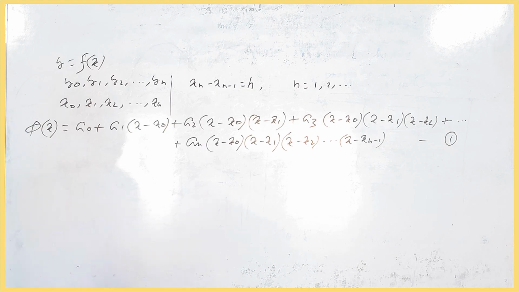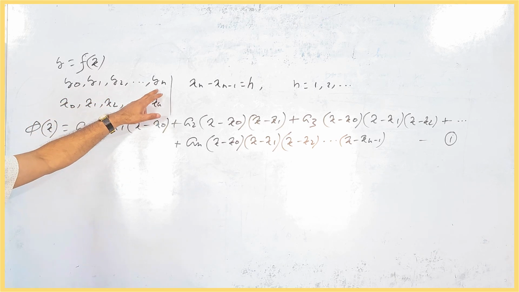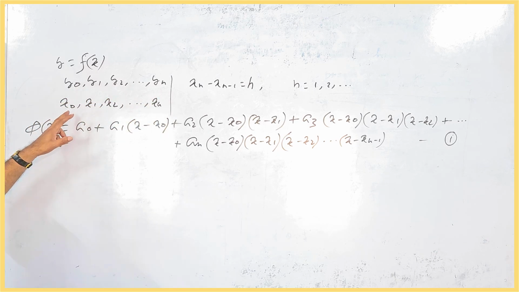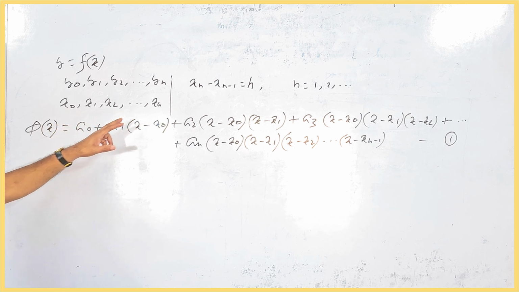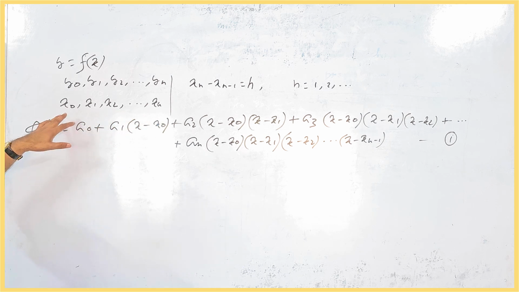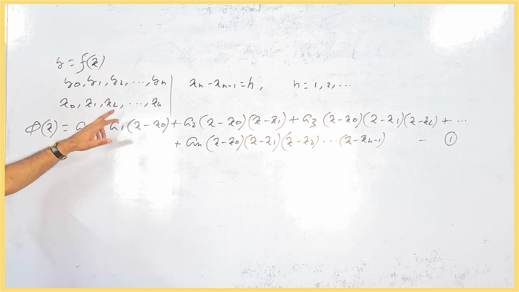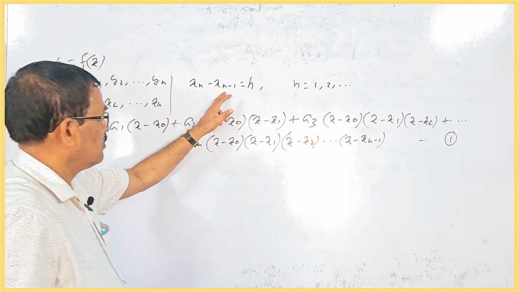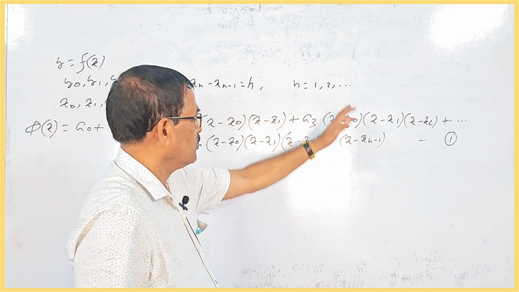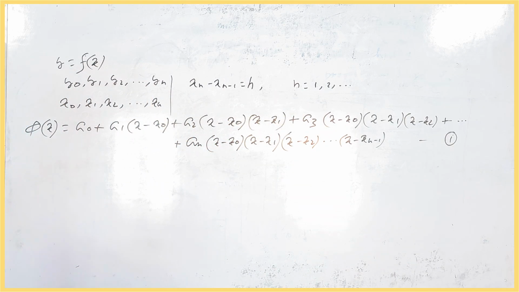So let us consider y equals f(x) to be a function which takes the values y0, y1, y2 up to yn for the corresponding argument values x0, x1, x2 up to xn. And it is notable that the difference between any two consecutive values of x is the same, that is, xn minus xn minus 1 equals h, where n goes from 1 to n. So I mean that they are equidistant. The values of xi are in equidistant mode.